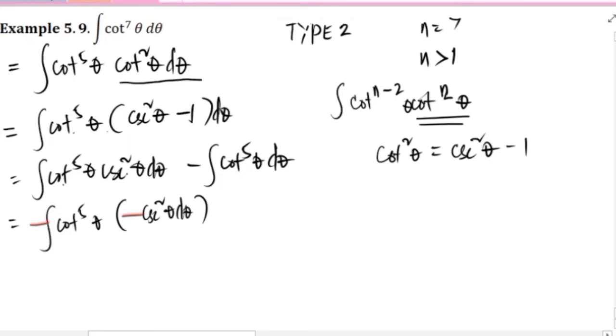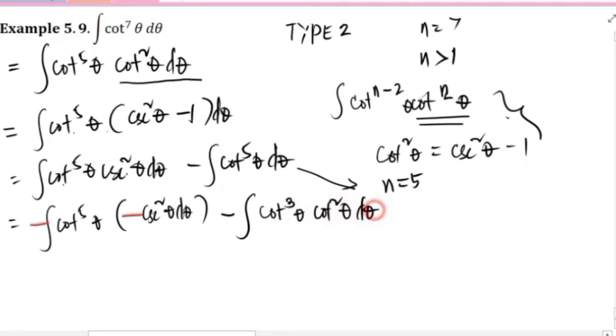How about the second term? So kung titingnan natin dito, again, your n is equal to 5. So, apply ulit natin to hanggat hindi natin nalo-lower yung degree ng equation natin, paulit-ulit itong step na to. So, we have minus the integral of, pa-factor out natin si cotangent square. So, it's cotangent to the cube theta cotangent square theta d theta.